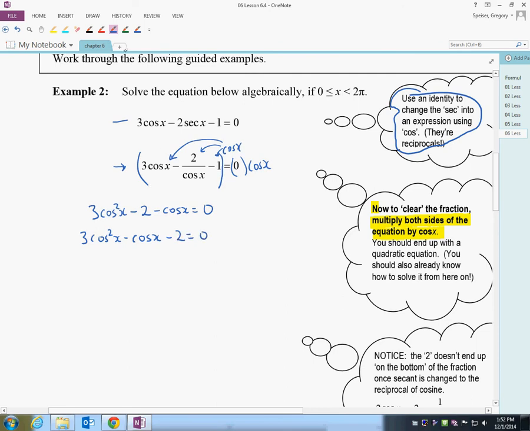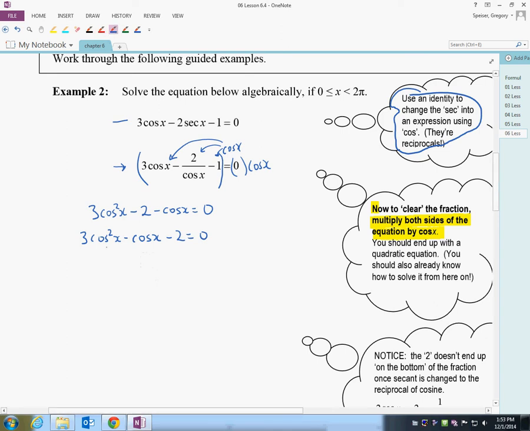Now I'm going to reorder this to 3 cos squared x minus cos of x minus 2 is equal to 0. This reminds me of, let's say if I had 3a squared minus a minus 2. Right? It looks very similar. So what we're going to do is solve that.